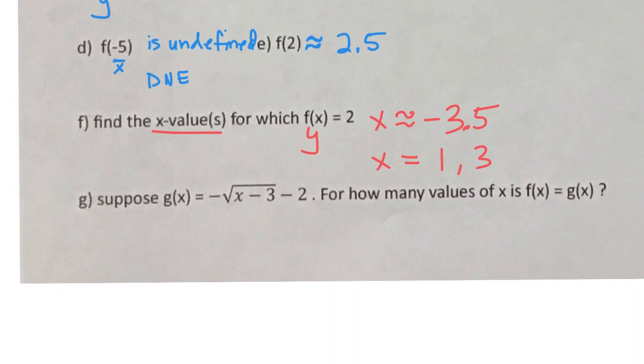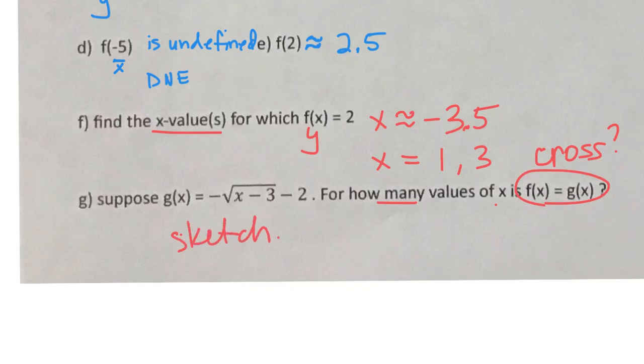Okay, and then number g, suppose g is this graph. For how many values of x is this true? So remember, this means where do they cross? So we're looking for how many times do this graph cross. So we're going to come and we're going to sketch our square root graph on your grid.